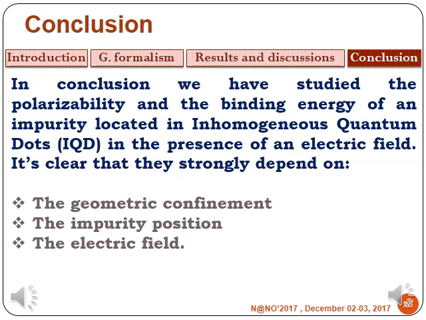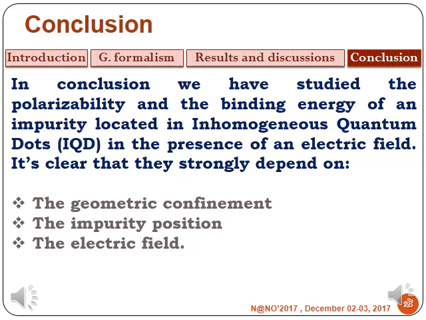In conclusion, we have studied the polarizability and the binding energy of an impurity located in a homogeneous quantum dot in the presence of an electric field. It is clear that they strongly depend on the geometric confinement, the impurity position, and the electric field. The polarizability and the binding energy depend on the inner and the outer radius of the quantum dot. Also, they depend strongly on the donor position.